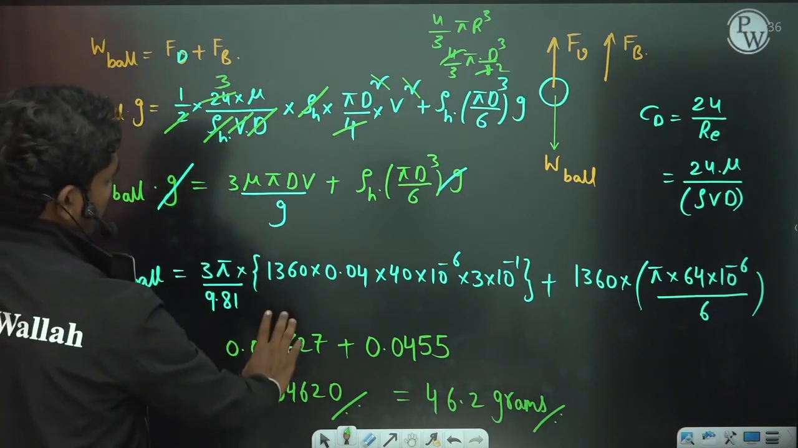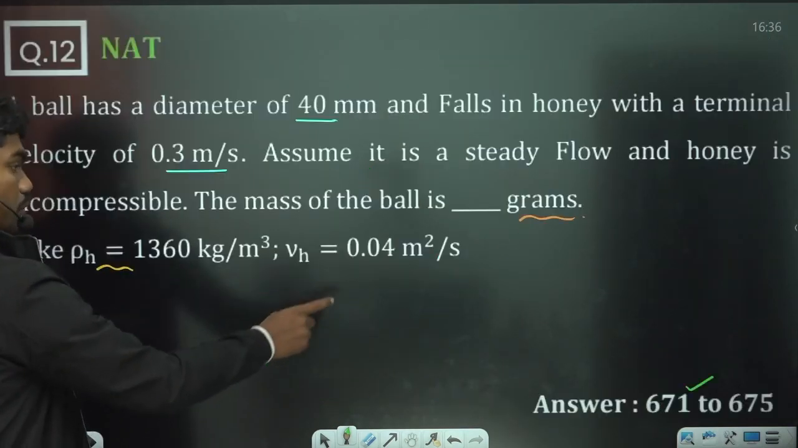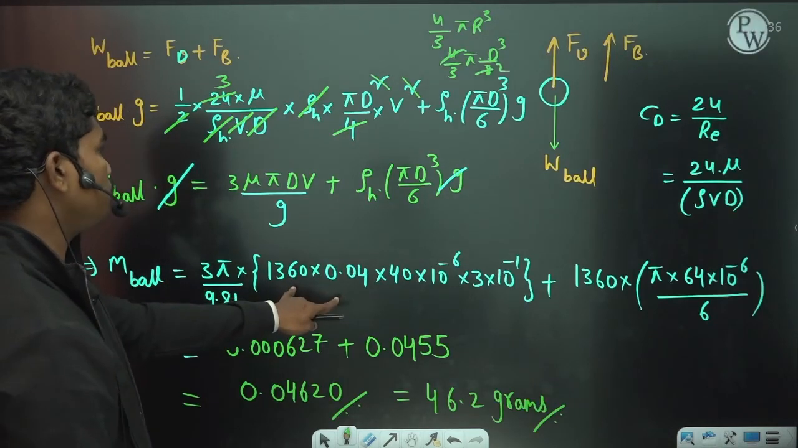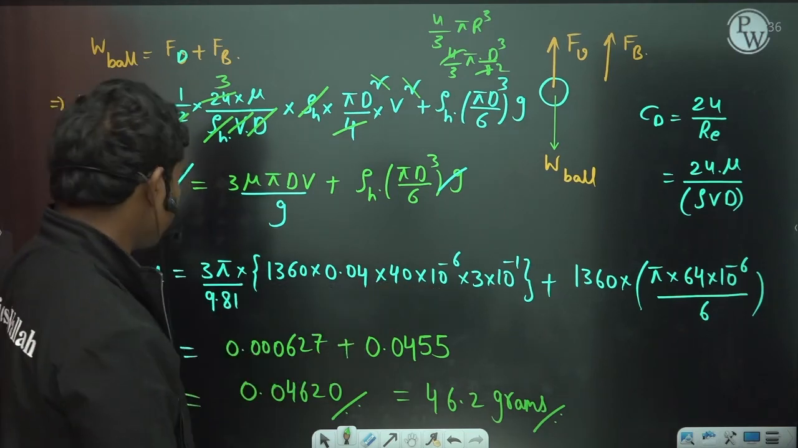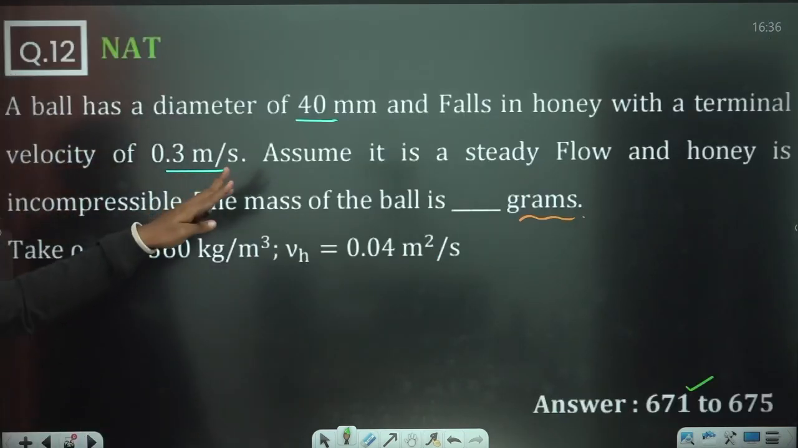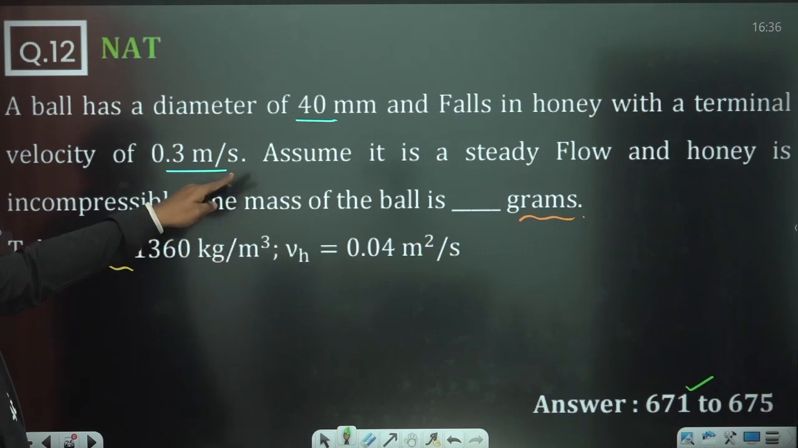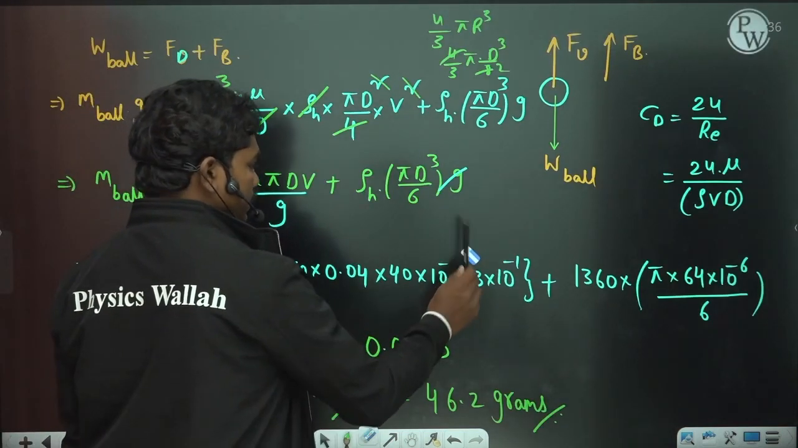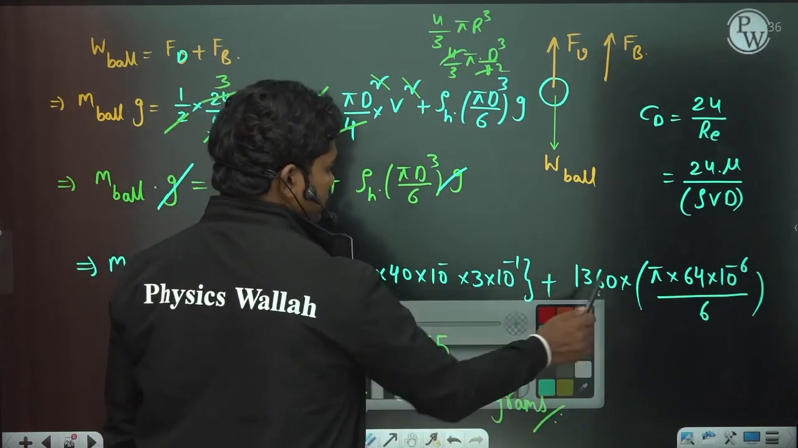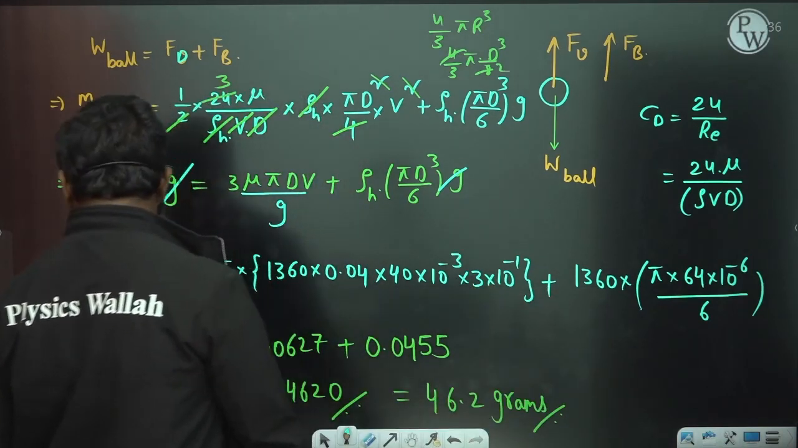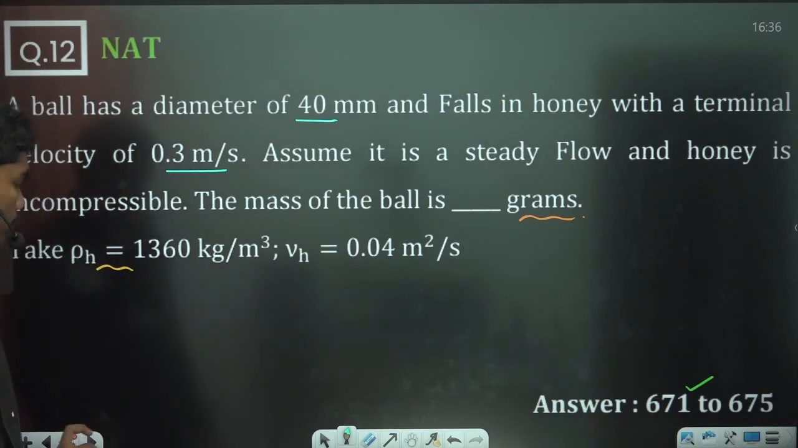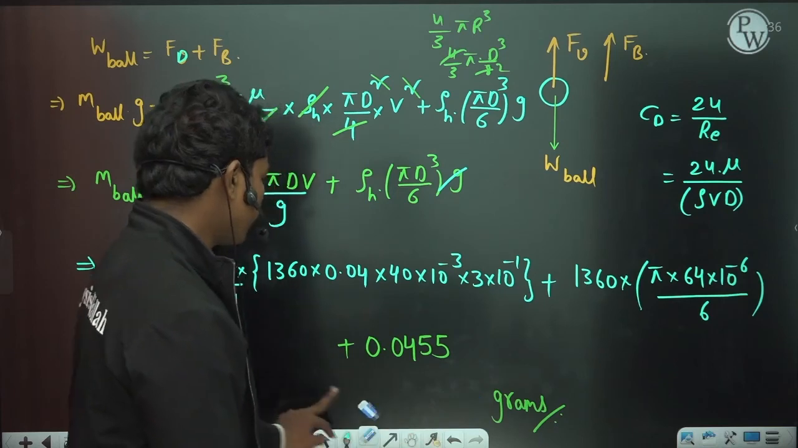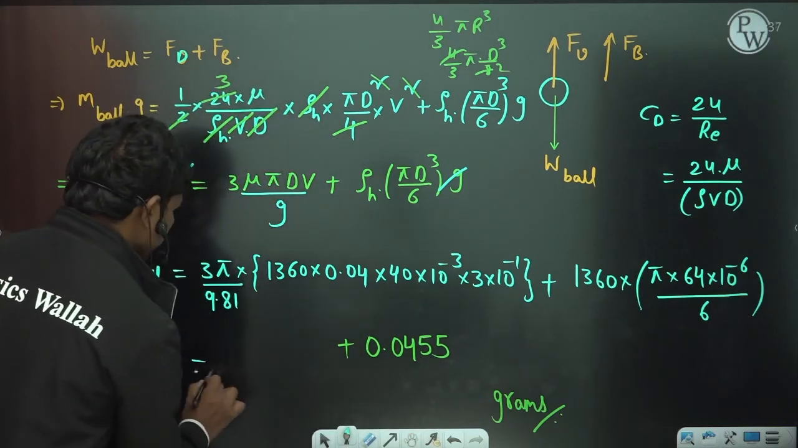This mu can be written as kinematic viscosity 0.04 meter square per second into 1360. So this is mu value, this is diameter, this is d, right? So d value is how much? D value is 40 mm. Okay, so 40 into 10 to the power minus 3. That's why we have made minus 6 here. So this is 10 to the power minus 3 into velocity is 0.3. Velocity is 0.3 means 3 into 10 to the power minus 1. Of course, then this calculation first term will go wrong. So let us see what is the first term value.